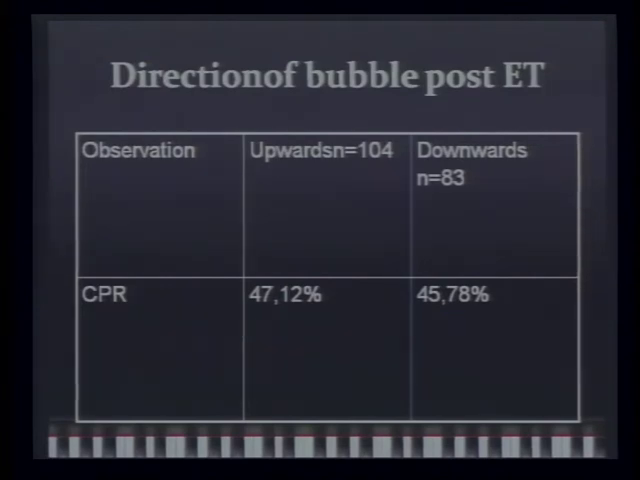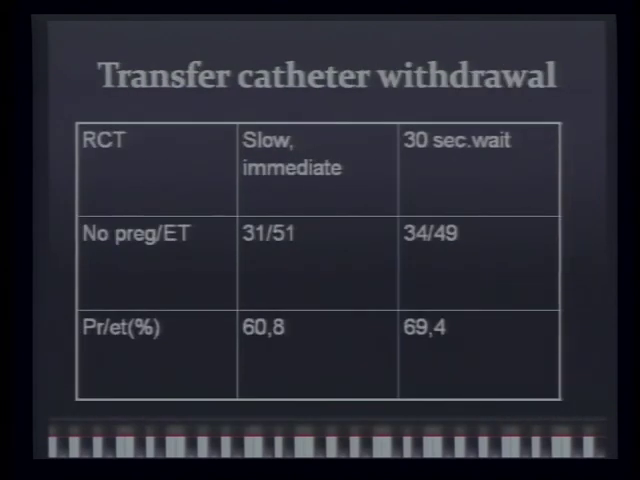What about the bubble after the ET? If upwards, it is 47%. If it is downwards, 45%. There is no difference between the direction of the bubble following the embryo transfer. What about the transfer catheter withdrawal?